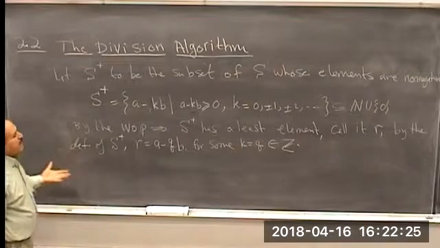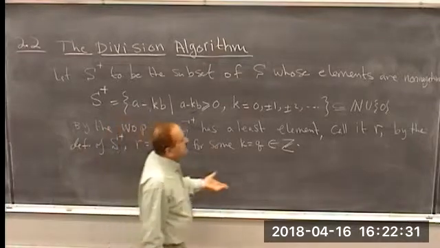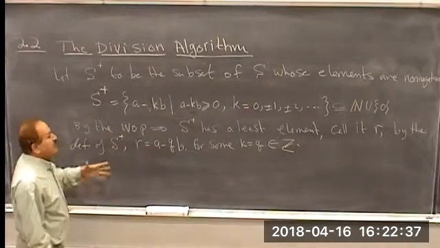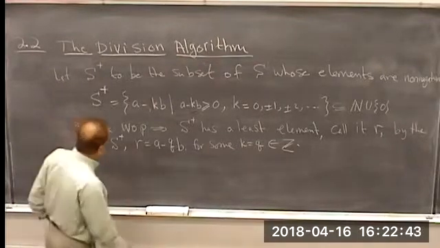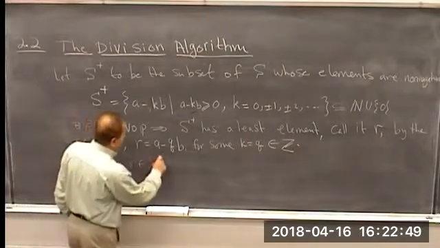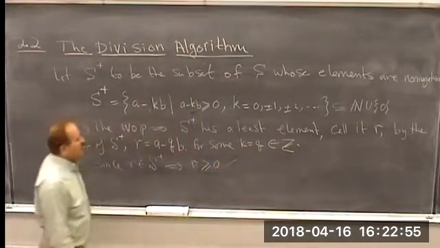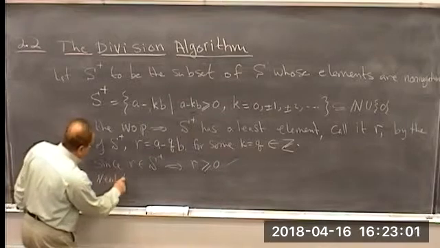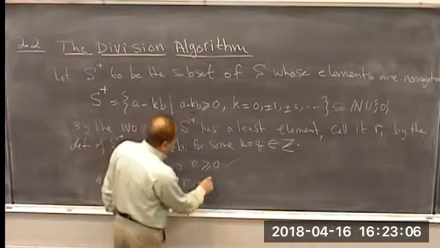So now we have found, in some sense, the R and the Q, but we need to show that R does satisfy the inequality property. Again, since R is in S plus, this implies R is bigger than or equal to 0. So this is one part of the inequality. The next thing we need to show is R is actually smaller than B.